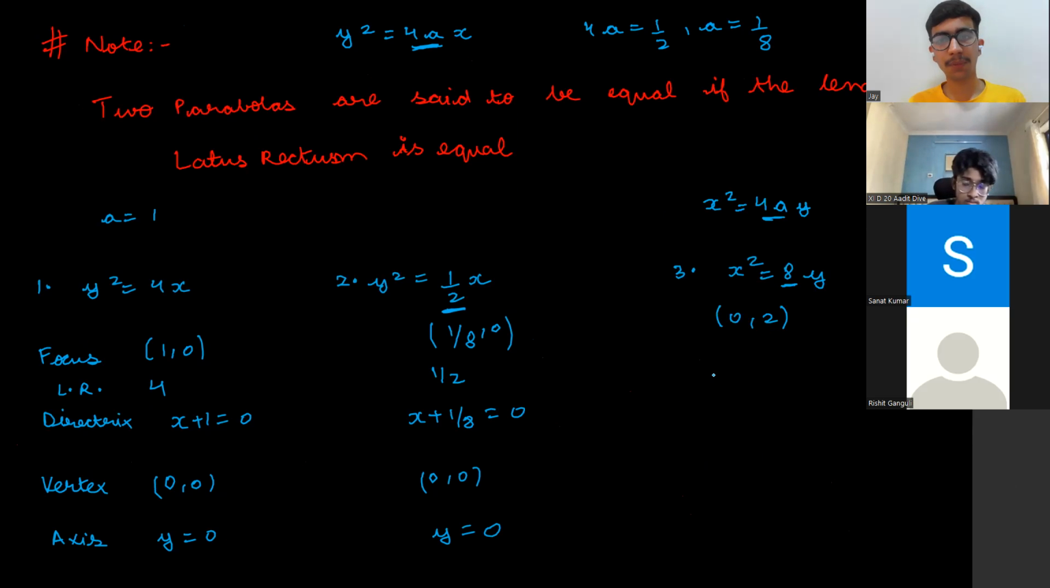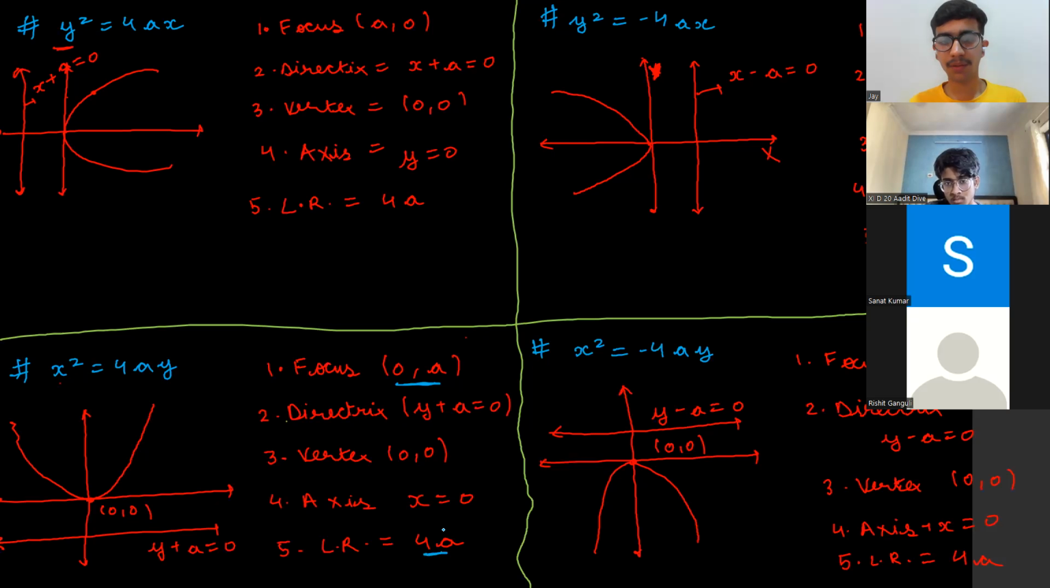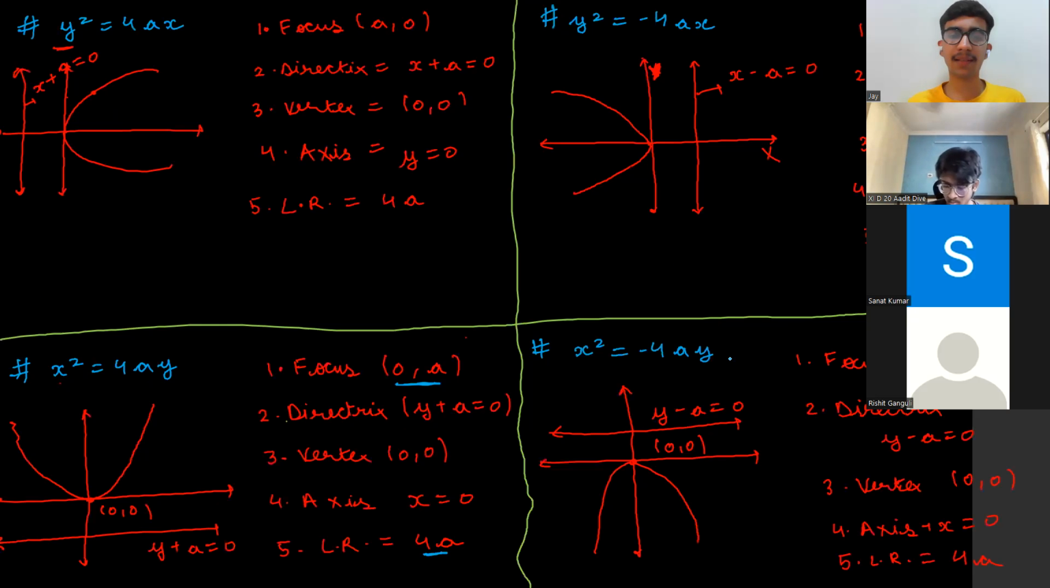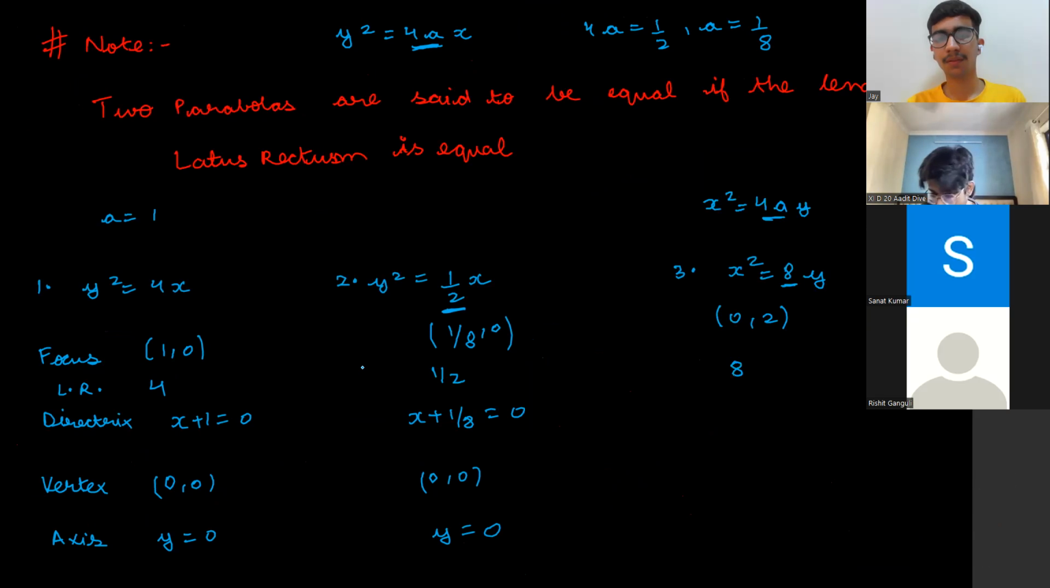What will be the length of latus rectum? Latus rectum is equal to 4a. So a is 2. So what will be 4a? Sir, 8. Okay, we have the directrix as y plus a equal to 0. So since a is 2, what will be the directrix? So y plus 2 equals 0. The vertex remains same for all of the parabolas. So that's 0 comma 0, independent of a. Axis will be x equal to 0.